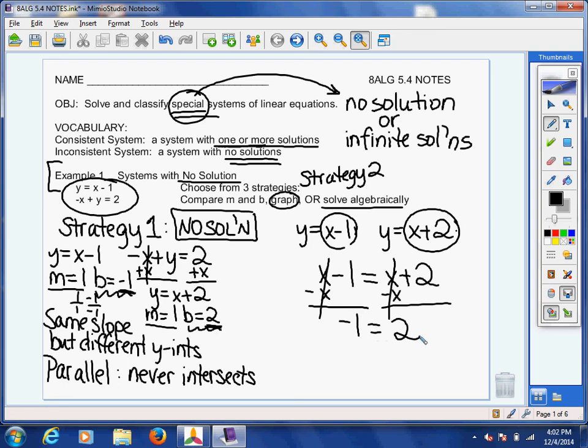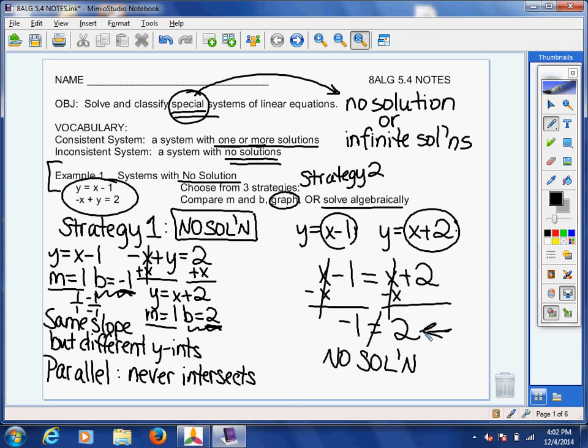So this is where you ask yourself a question. Does -1 equal +2? Well, no, it does not. That's not true. So that means we have no solution. Now, we've seen this before in solving equations. Remember when we solved equations before, if we lose our variable and the end result is not true, then it's no solution. If it is true, then it's all solutions, all real numbers, infinite solutions, however you want to say that.